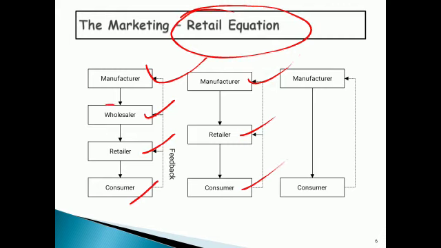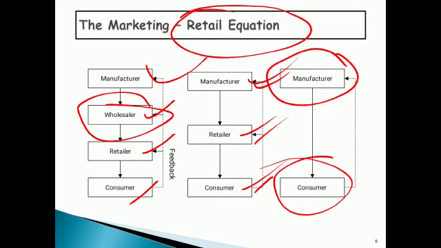You may not find a wholesaler in all cases. You may find manufacturer, retailer and consumer. In some cases, it is manufacturer to the consumer, direct sales or direct selling to the consumer. The manufacturer sells their product to the ultimate consumer directly without any intermediaries, that is, wholesaler and retailer. Usually you can find manufacturer, wholesaler, retailer and consumer. Otherwise manufacturer, retailer and consumer, and last, that is manufacturer and the consumer.